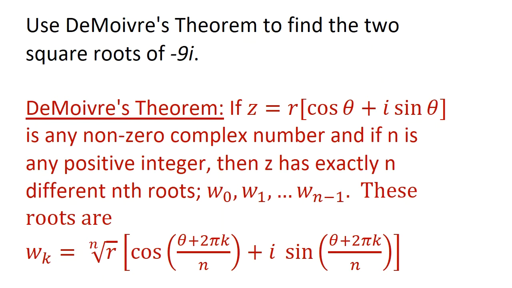DeMoivre's theorem states that if we have a complex number written in its trigonometric format and it's non-zero, and n is some positive integer, then our complex number z has exactly n different nth roots given by the formula that you see there. Now we're going to apply this formula and we're going to find two square roots of minus 9i.